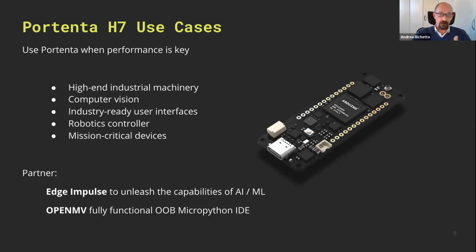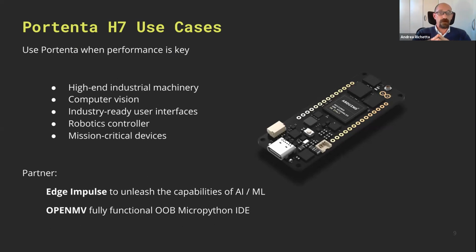Use cases for the Portenta H7 are mainly thought when you need power, when performance is the key. So you can use Portenta H7 in high-end industrial machinery, computer vision, industry user interface, robotics controllers. There's a lot of projects out there, and mission critical devices.